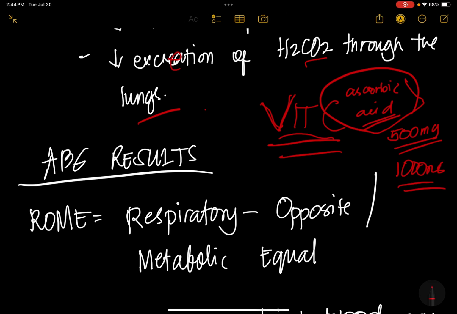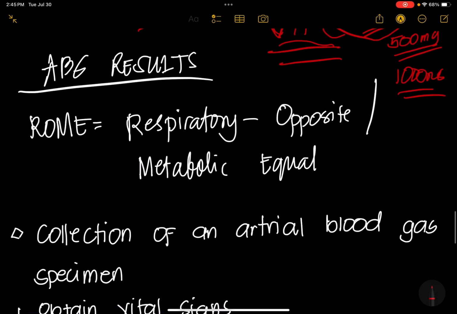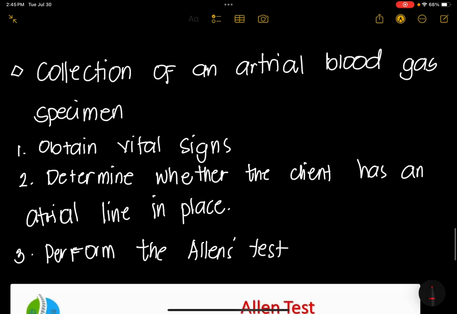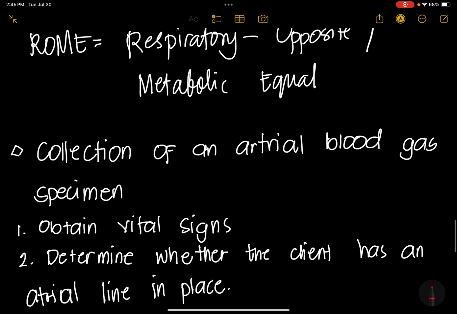Okay. Wait lang. So, we have fully compensated, partially compensated, and uncompensated. And please take note of the normal arterial blood and venous blood pH, PO2, PCO2, no? And respiratory acidosis, kung respiratory acidosis nubo ang pH, taas ang PCO2, no? Respiratory alkalosis, taas ang pH, nubo ang PCO2.